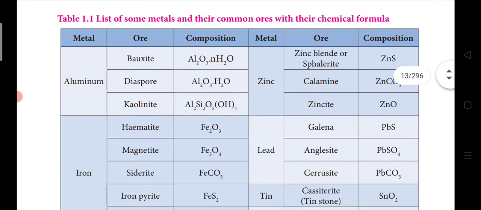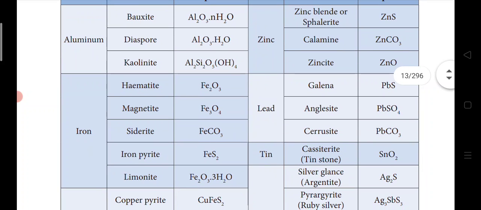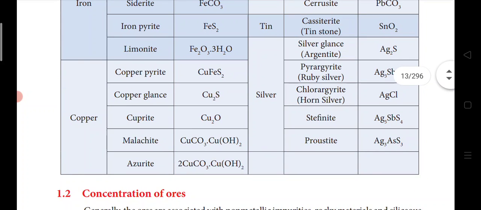In this table, the ores of aluminium are bauxite, diaspore and kaolinite. Zinc: zinc blende, calamine and zincite. Iron: hematite, magnetite, siderite, iron pyrite and limonite. Lead: galena, anglesite and cerussite. Tin: cassiterite. Copper: copper pyrite, copper glance, cuprite, malachite and azurite. Silver: argentite, ruby silver, horn silver, stephanite and prostite. All these are different ores of different metals, and along with the formulas, the different names are very important, as they could be asked in 2 marks, in match the following, or in the objectives.